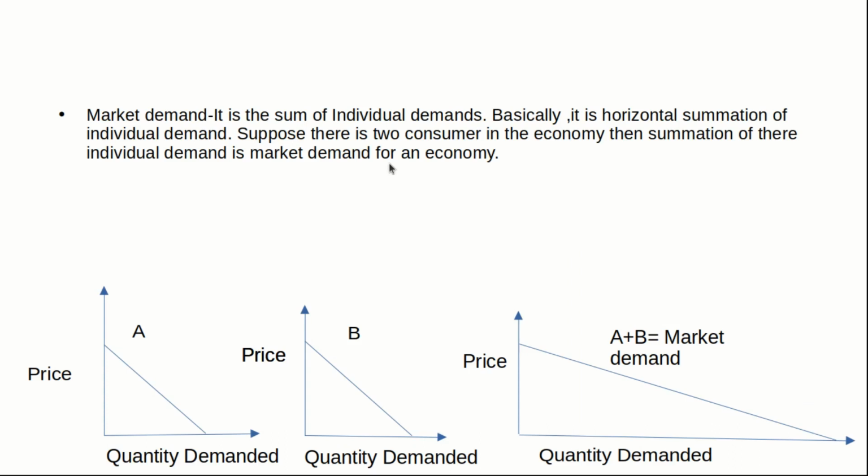Market demand. It is a sum of individual demand curves. Basically, it is a horizontal summation of individual demand. Suppose there are two consumers in the economy, then the summation of individual demands is our market demand for the economy. So we are assuming that there are two consumers, consumer A, this is the demand curve of A, this is the demand curve of B, and we add these demand curves and we'll get the demand curve which is flatter than both of them. Okay, so A plus B is your market demand curve. It's a horizontal summation of individual demand curves. Now we move to the next slide.